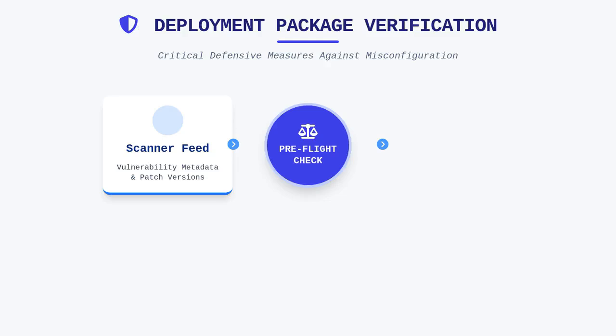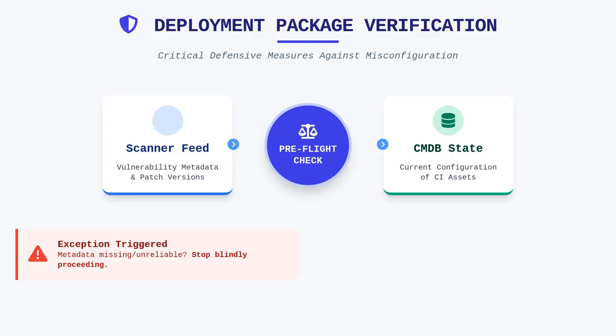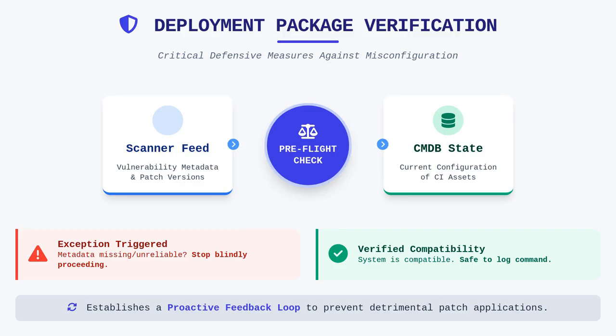This involves comparing the vulnerability metadata received from the scanner feed against the current configuration state of the CI stored in the CMDB. If the metadata is unreliable or missing critical version numbers, your automation should treat this as an exception rather than proceeding blindly. By implementing these checks, you establish a feedback loop where the system can proactively identify if a patch is irrelevant or potentially detrimental before a command is ever logged against an asset.